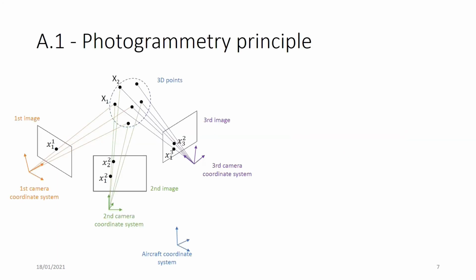To introduce the photogrammetry approach, let's start with the basics. Let's consider a set of 3D points xi that are observed by 3 cameras here, and the 2D projection of those points onto the cameras are called xij. Here the first thing you will notice is that each camera has its own coordinate system, which is different from the aircraft coordinate system. So the first thing we will do is to transfer the 3D points from the aircraft coordinate system to the camera coordinate system.